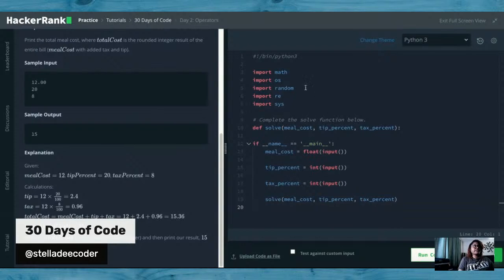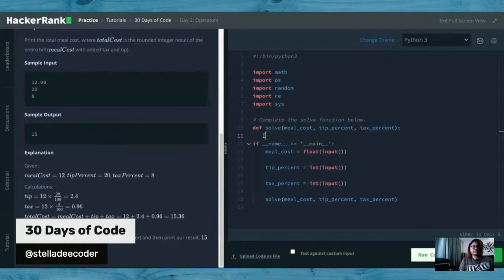Anyway, by looking at this code that's already here, a lot of the packages have already been imported, which is math, random, and different things up here. This says complete the solve function below. So this right here is what's called our function. It's called the solve function. So it's like our program, which is called solve. And you see the meal cost, the tip percent, and the tax percent, which are our parameters.